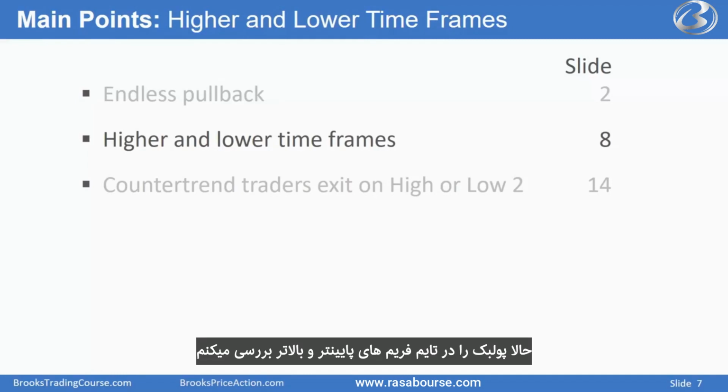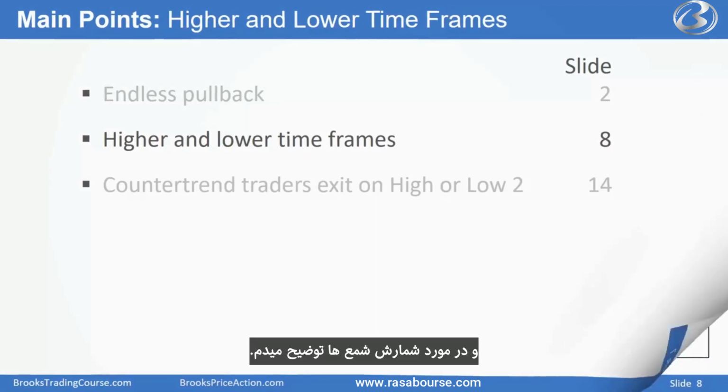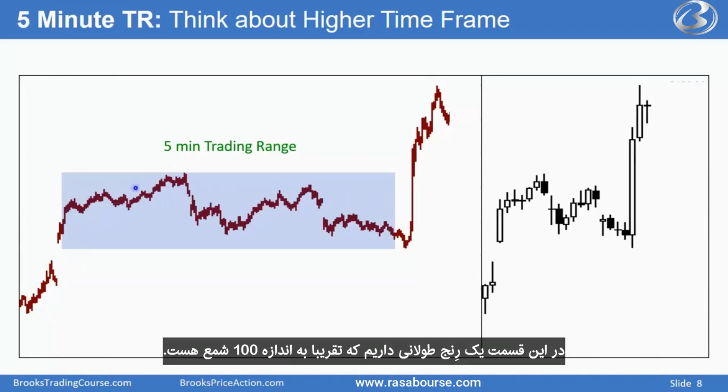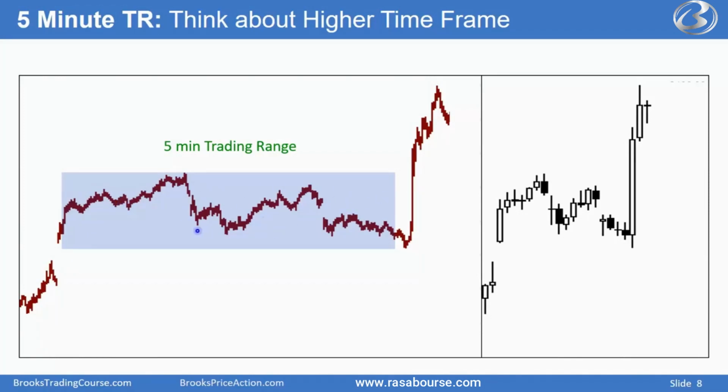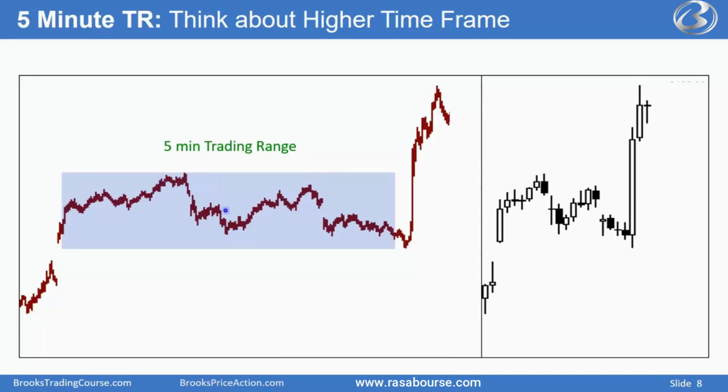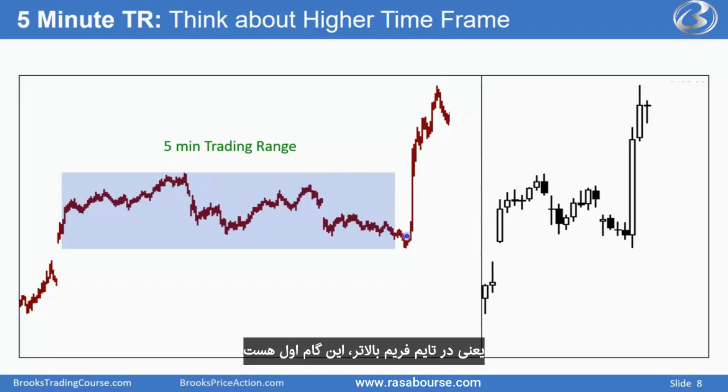I want to now talk about higher and lower time frames when you get pullbacks and when you're trying to do some bar counting. Here, this is a 5-minute chart, and it's a trading range lasting a lot of bars, maybe 100 or more bars. And you can do different kinds of bar counting, leg 1, pullback, leg 2, so high 2. And then we have another high 1, high 2. So it's a complex high 1, pullback, high 2. On a higher time frame chart, it's just leg 1, pullback, leg 2. On the higher time frame chart, it's just a big high 2 bull flag.